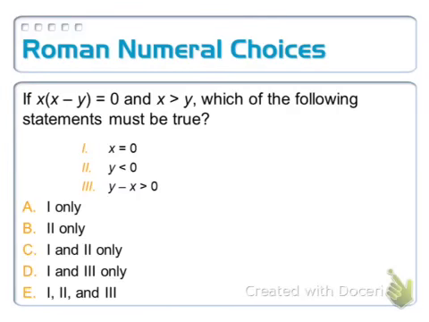This is an example of a Roman numeral answer choice, PSAT kind of math question, where we've got three choices and then we have to select the combination of those that's always true.